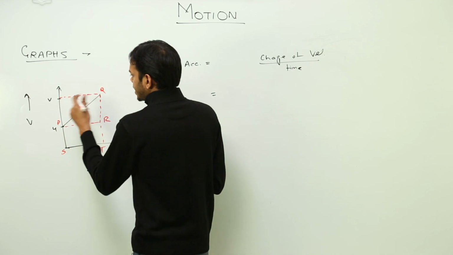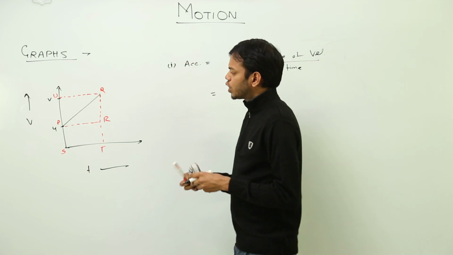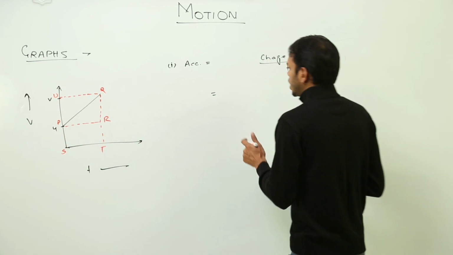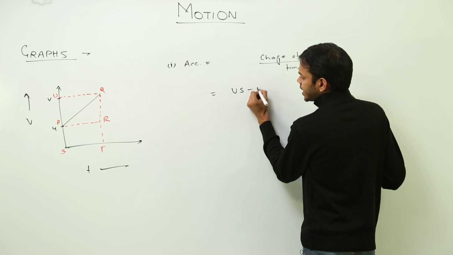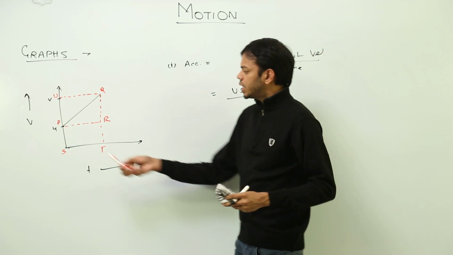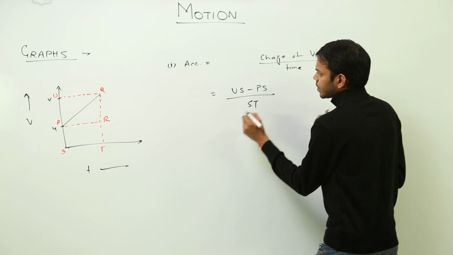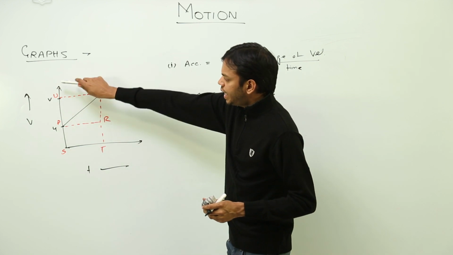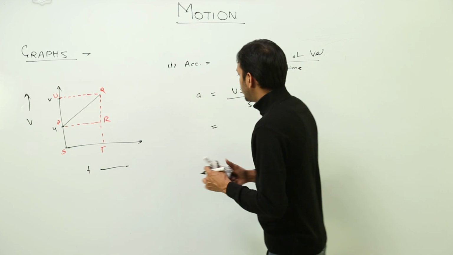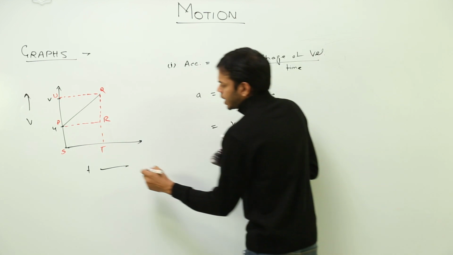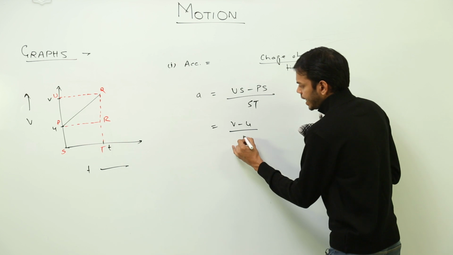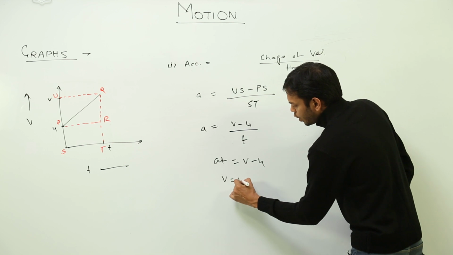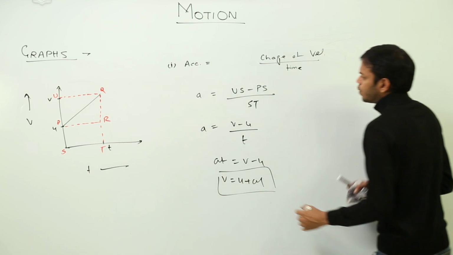Or if you still have this confusion, then let us say this point be U. Initially velocity is PS, but finally velocity is US, the magnitude, right? So change in velocity is US minus PS upon time, which is ST. This is acceleration. US is this distance, which is v according to the graph, and PS is u. So v minus u upon the time interval here is t. I'll get a, which is acceleration. Cross multiply, at is equal to v minus u, and you will get v is equal to u plus at. The first equation of motion.